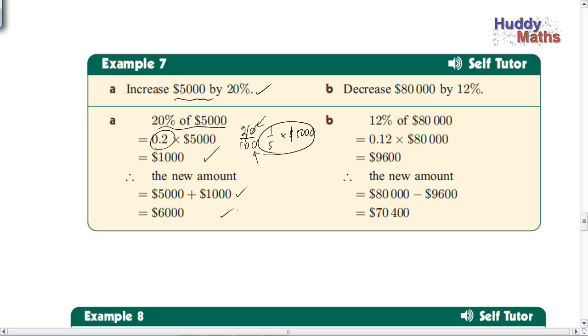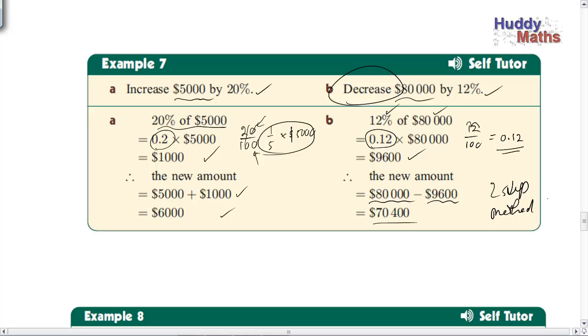Okay, so decrease 80,000 by 12%. This is a two-step method here. 12% of 80,000: 12 out of 100, and shift the decimal place. 12 is 12.0, so the decimal we want there is 0.12 times 80,000. Do it on the calculator, and so this time it's 80,000 take that away, because we said to decrease it. So this is the two-step method here. I want you to try and switch to the one-step method as we go along.